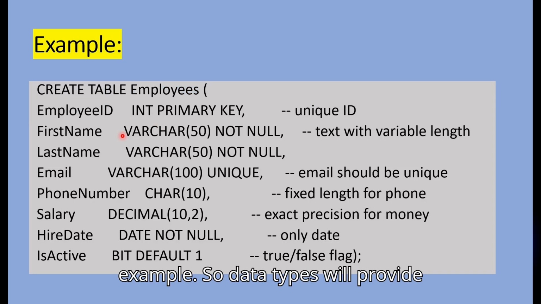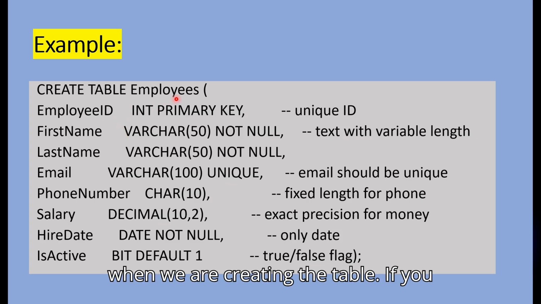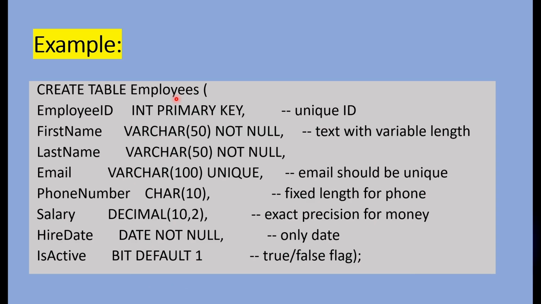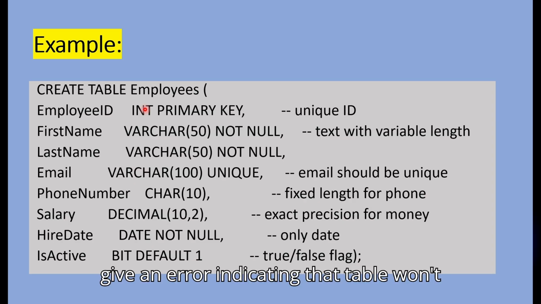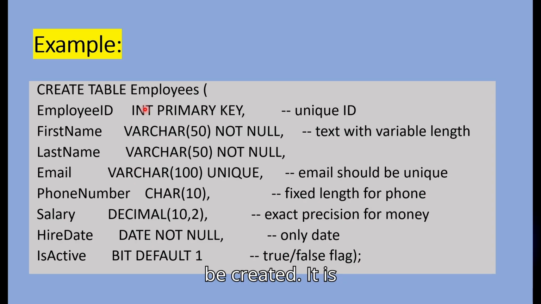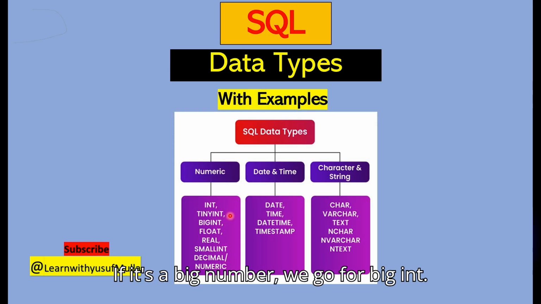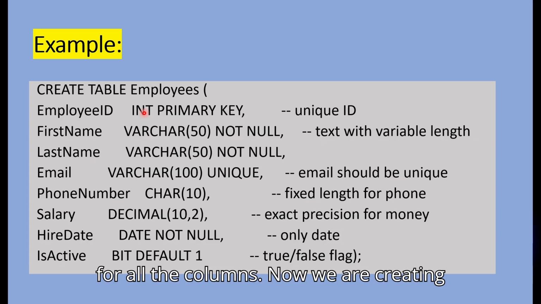Let's discuss this with an example. Data types we provide when we are creating the table. If we don't provide the data type and only mention the column name, in most databases it will give an error indicating that the table won't be created. If it's a small number, we go for int. If it's a big number, we go for bigint.